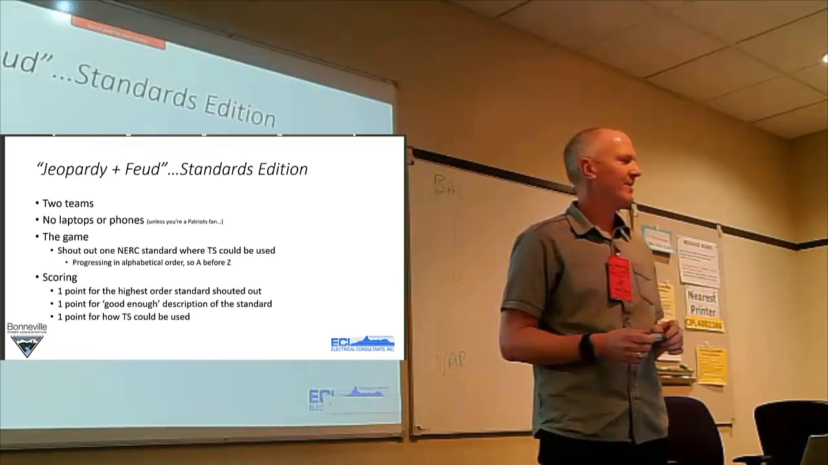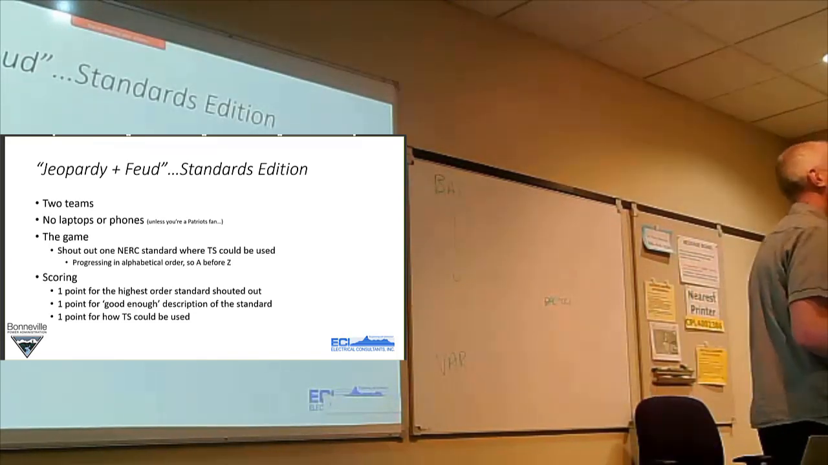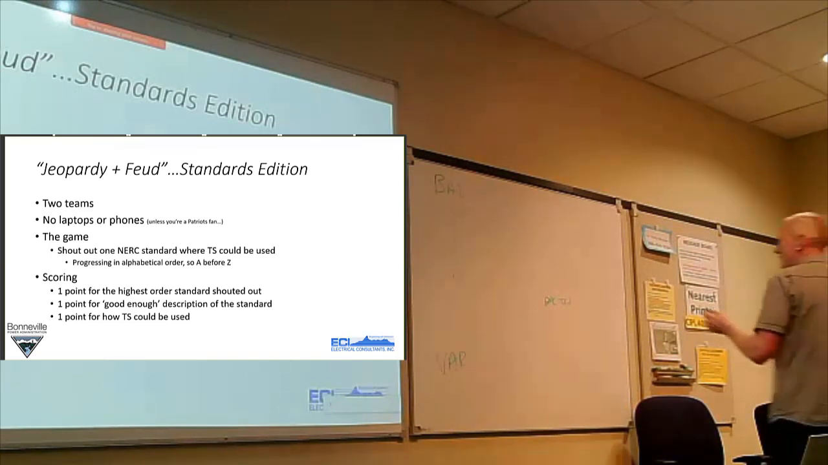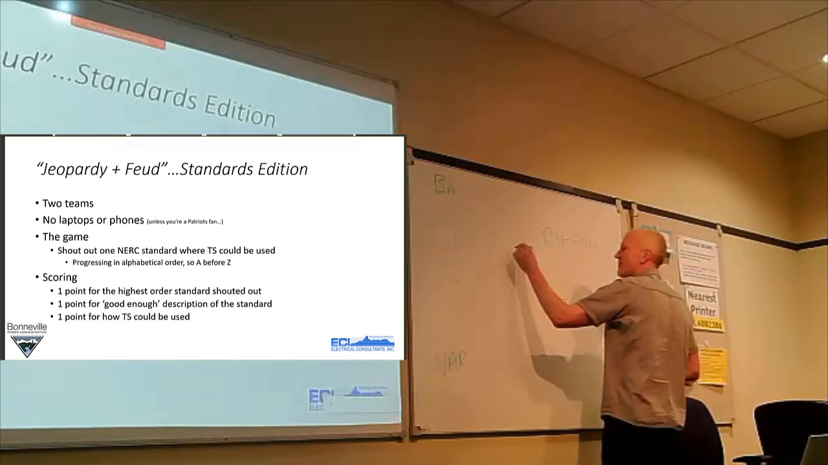10, 9, 8, 7. Team A is going to get a merit. What do you got? Well, the obvious ones. TPL 001. Not just one of them. Your highest one. So SIP 14. Okay, so these guys picked SIP 14. These guys picked FAC 11.